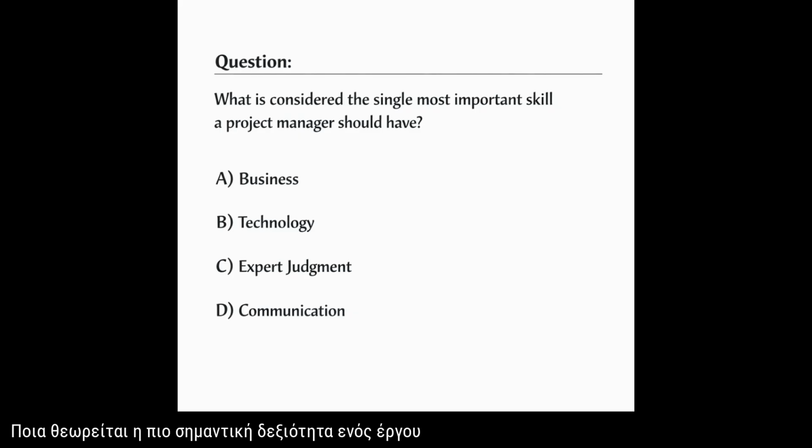What is considered the single most important skill a project manager should have? A, business; B, technology; C, expert judgment; D, communication.